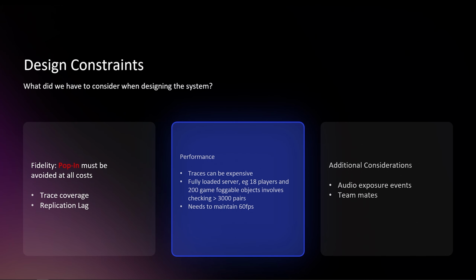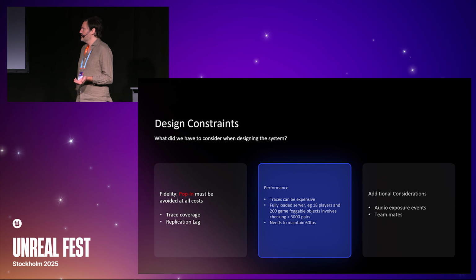On the flip side of fidelity is server performance. If you think about a fully loaded server with 18 players and 200 game objects, that's thousands of pairs. And if you multiply that by say 8 or 9 traces per pair, that would quickly overwhelm the server. And we aim to hit 60 frames per second on the server. So we need to try and think about how to avoid that.